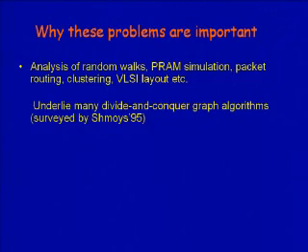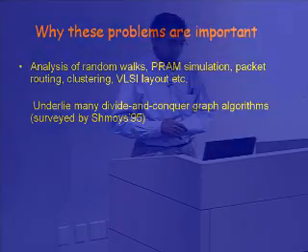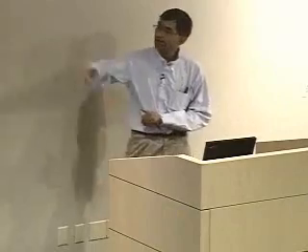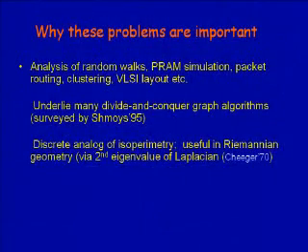So why are such problems important? In the theory of algorithms, they are important because they arise in all kinds of settings, such as analysis of random walks, PRAM simulation, packet routing, clustering, VLSI layout, etc. In all of these, somehow the problem is to cut a graph into 2 and you minimize the interface. The 2 problems I mentioned and related problems are very natural in those settings. These underlie many divide and conquer graph algorithms, in particular graph algorithms for some of those applications, but also others. And there's a very nice survey by David Shmoys which surveys these.